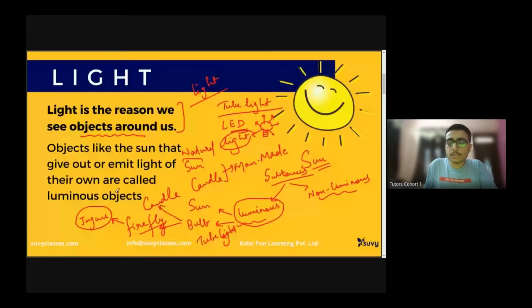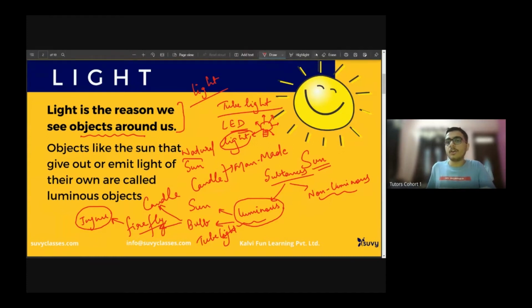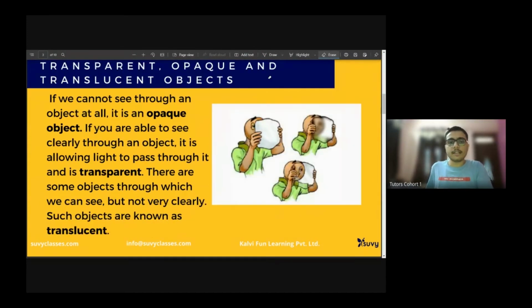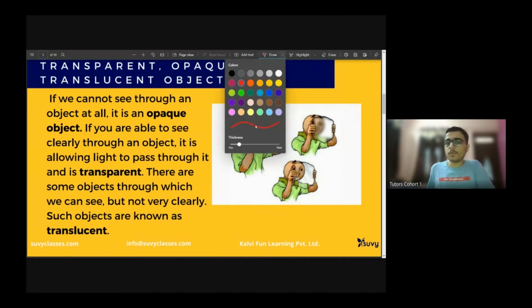Yeah, so we just now discussed, children, what luminous objects are, what non-luminous objects are, their examples, and whether they are man-made or natural. Then we went to how we see objects around us. All right, so now I'll move to the next slide. This is a very easy slide. Now I would request both of you to participate.